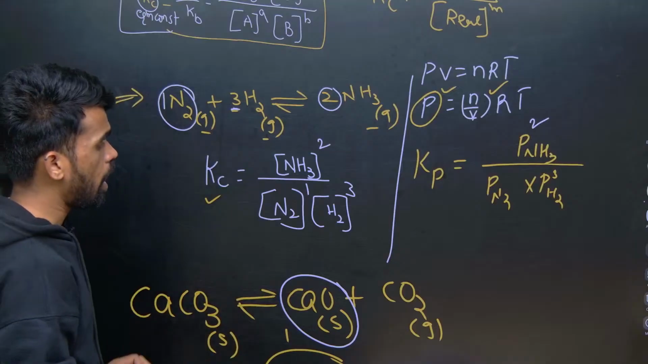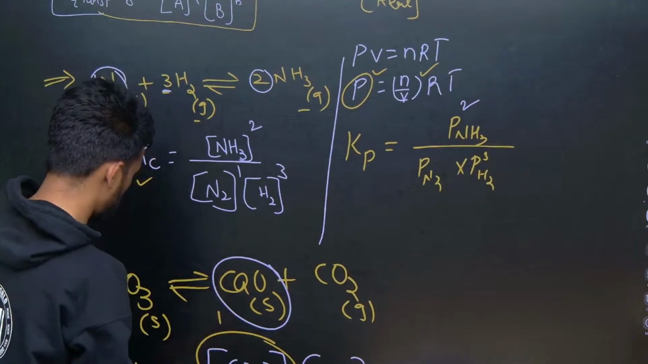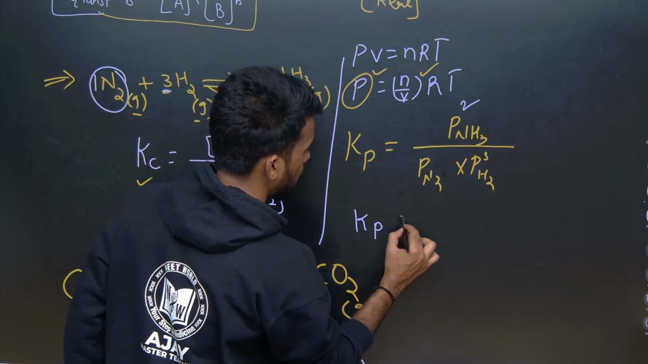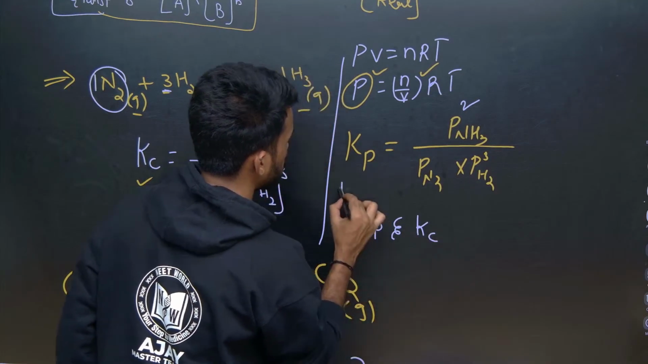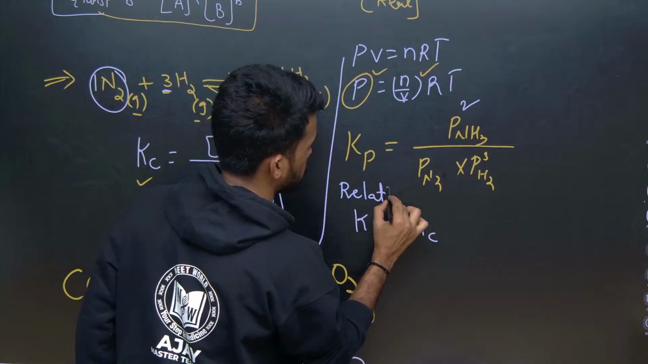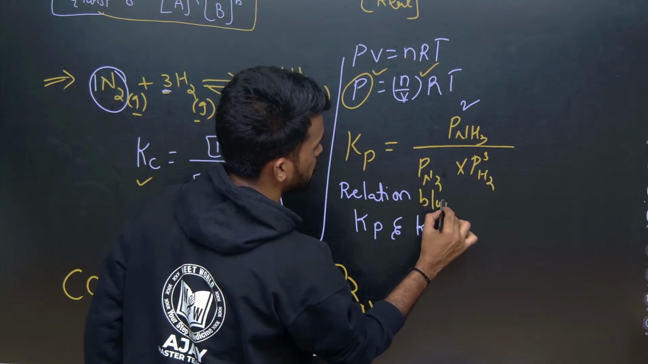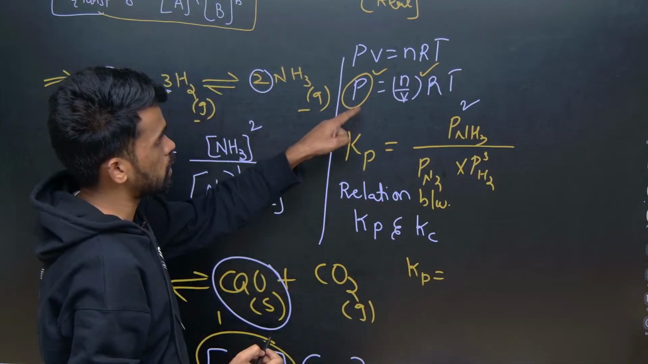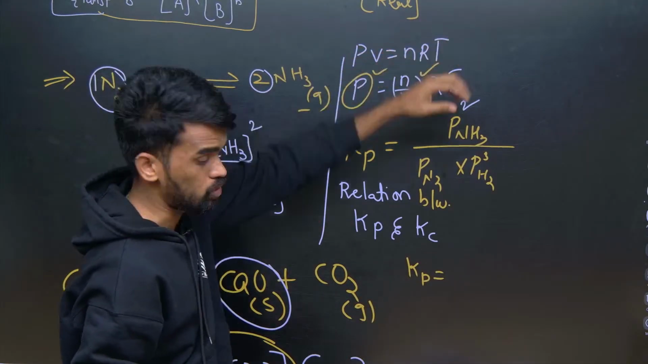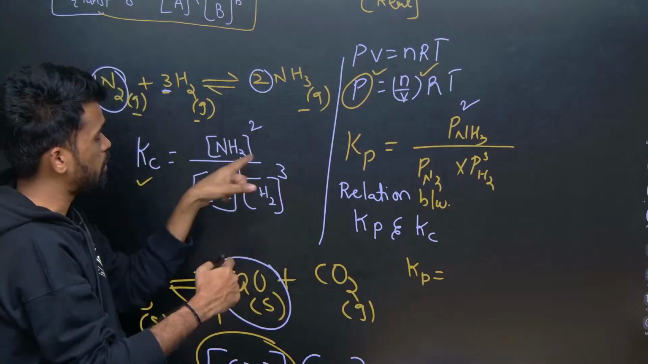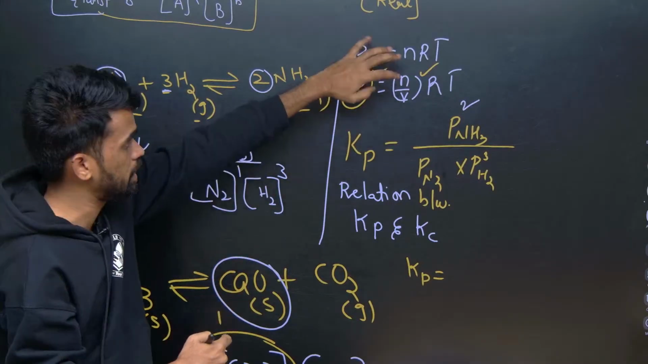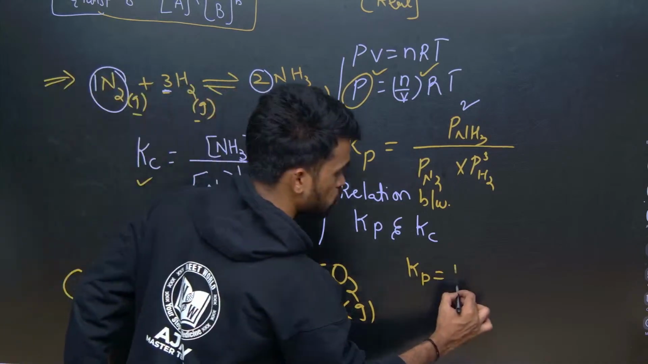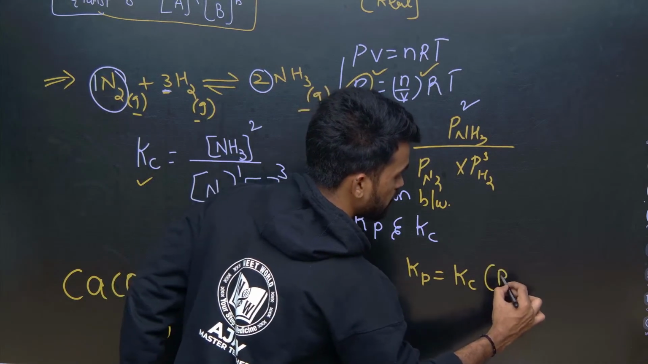Now I want to ask you one more thing here. What is the relation between Kp and Kc? Pressure equals C into RT. By simplifying this, using these two and taking the help of this equation, we will finally get Kp equals Kc RT power delta Ng.